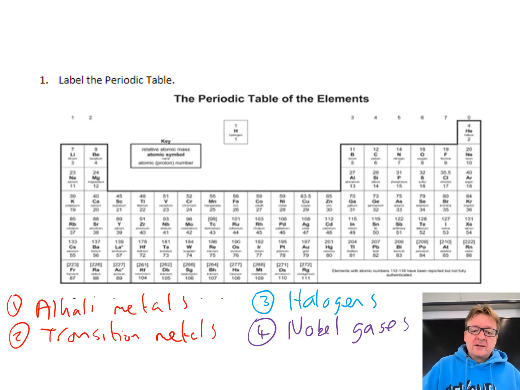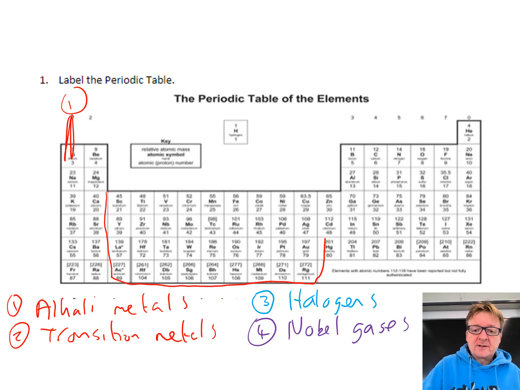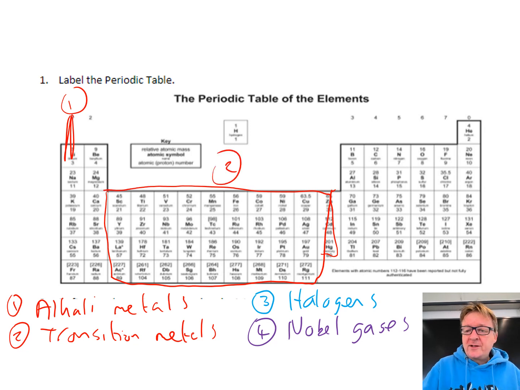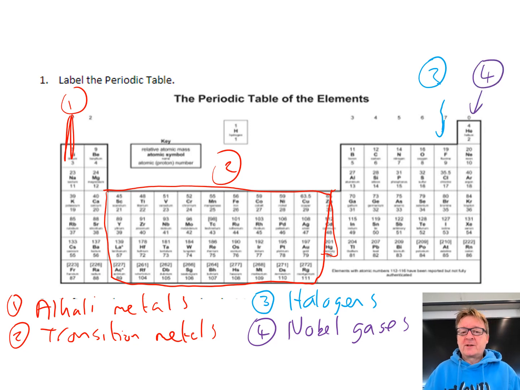Okay, right, so alkali metals is this column here, number 1. Transition metals, okay, again, like I said, I should have done it in a different colour really, is this block here. So that is number 2. Number 3, the halogens, is this column here. And number 4, the noble gases, is that column there. Okay, they're the main labels on the periodic table.